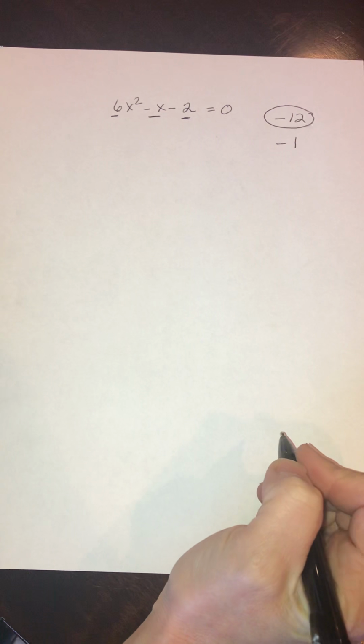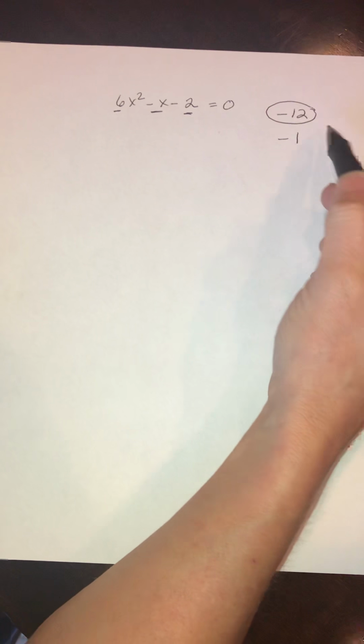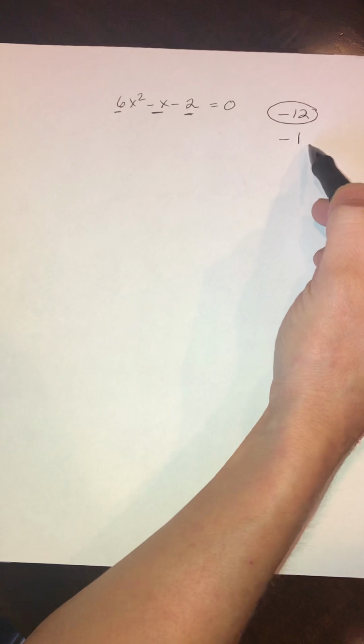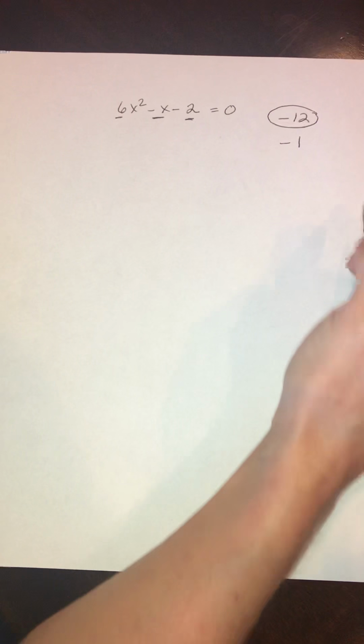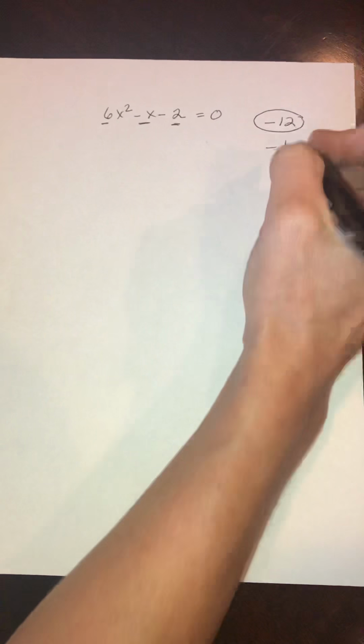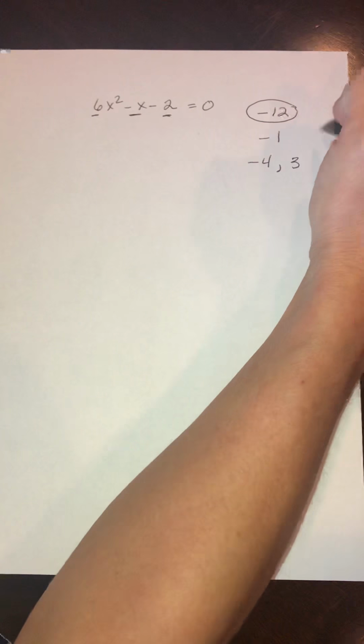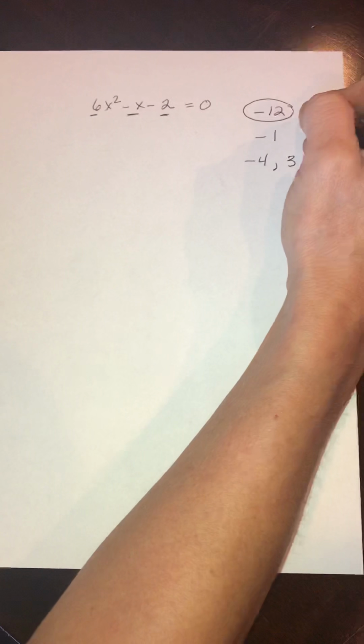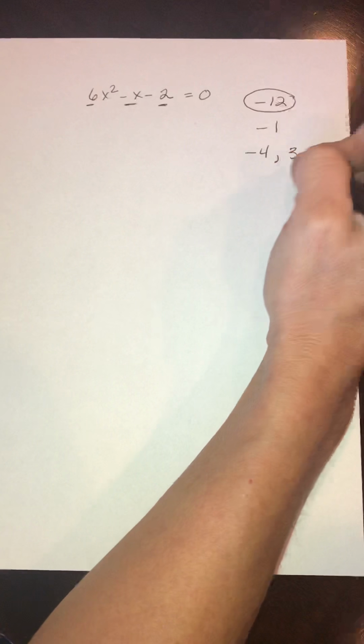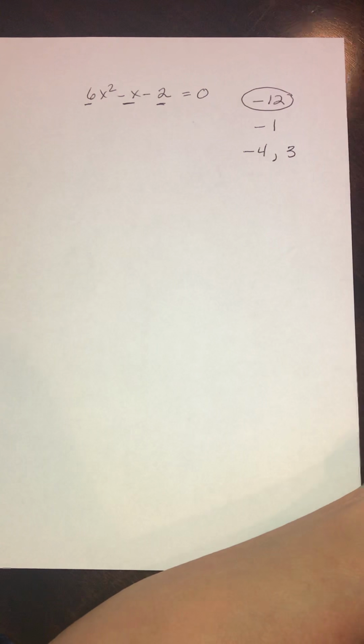So now I'm going to look for two numbers that multiply together to get negative 12, but add to get negative 1. So when I think about what that might be, I end up with negative 4 and positive 3, because negative 4 times 3 is negative 12, and negative 4 plus 3 is negative 1.